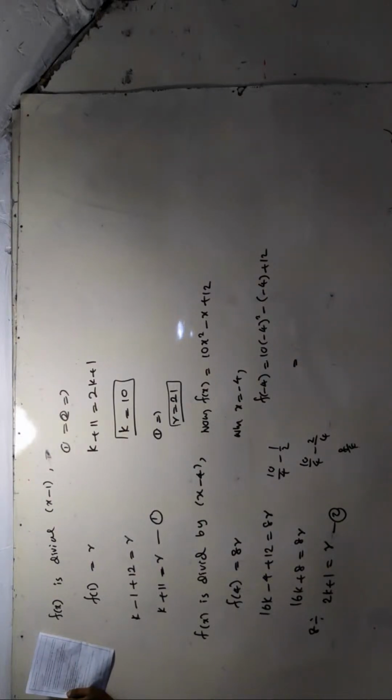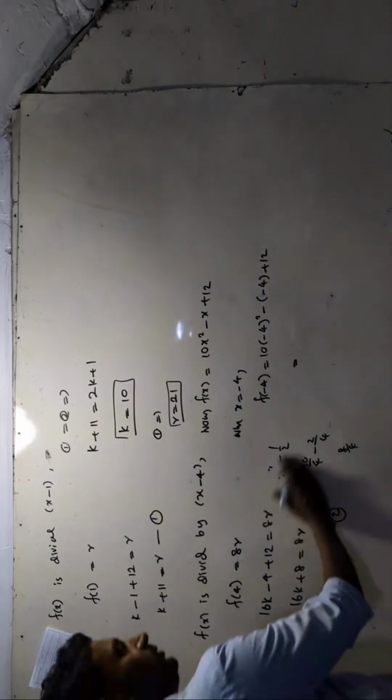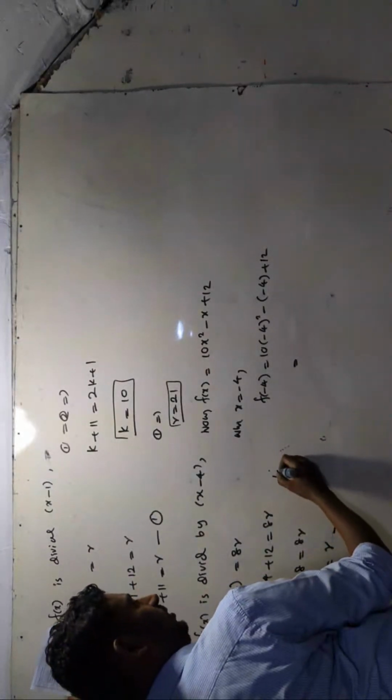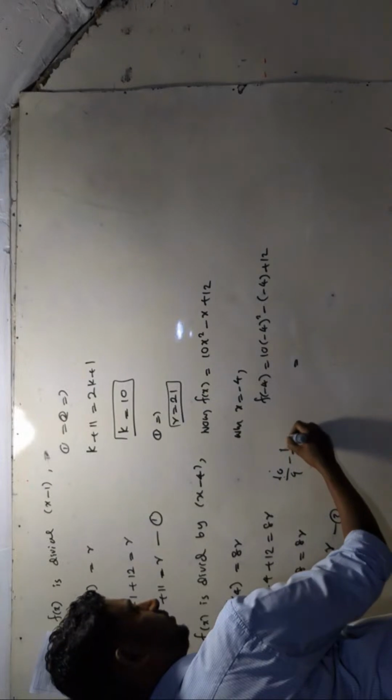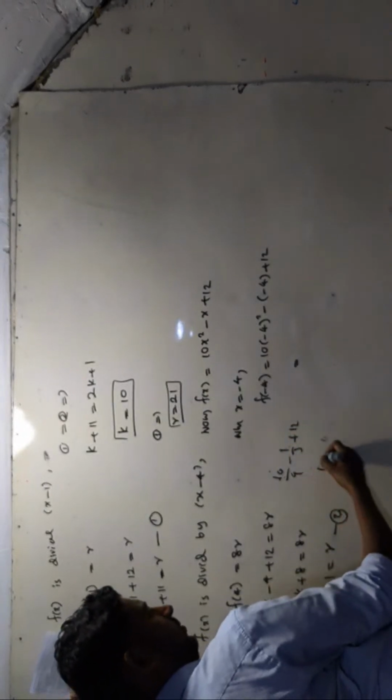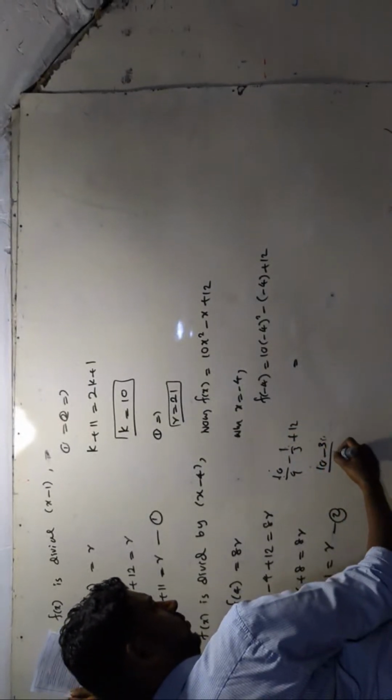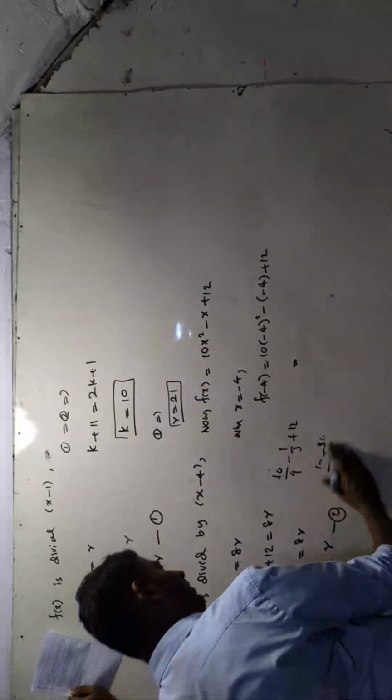We can't guess any factor. Can we guess any factor? No, we can't guess even one. It's no use. 1/3. 10 over 9 minus 1/3 plus 12. So 10 minus 3 over 9, 7 by 9. Again, it's no use.